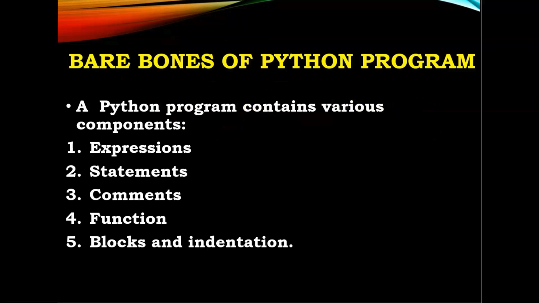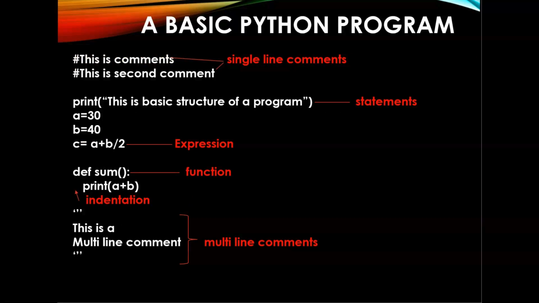Bare bones of Python programming has various components. We have 5 total components. The first one is expressions, then statements, comments, functions, blocks and indentation. Let us see all those things line by line. These 5 components are the minimum requirement to build a Python program very easily.